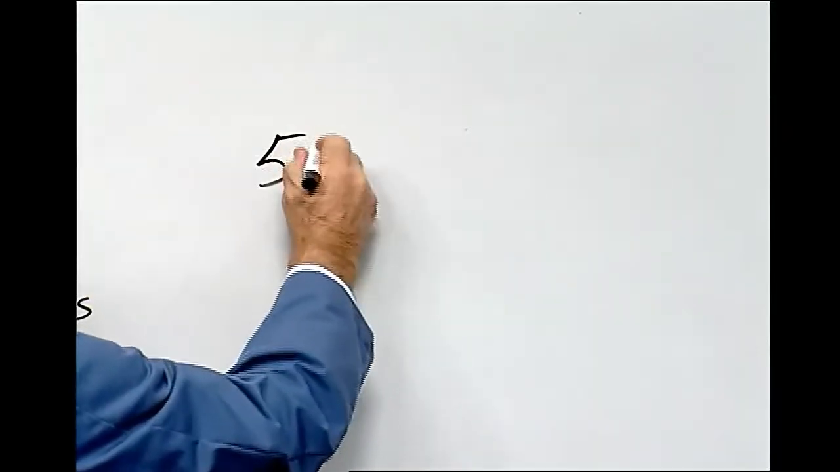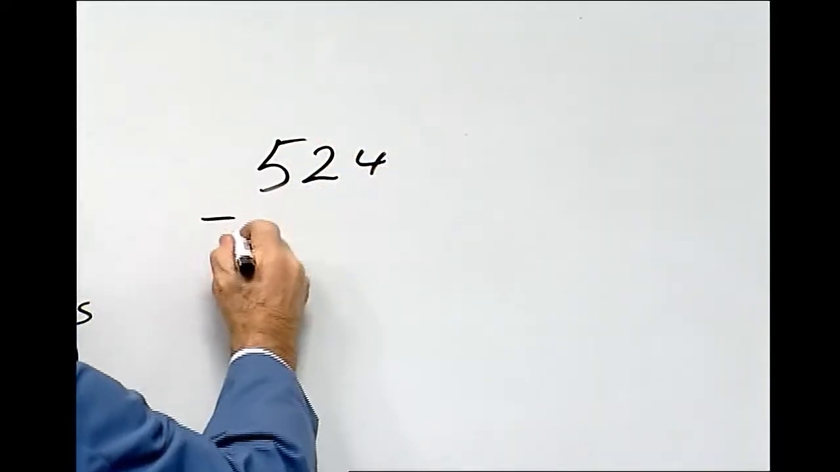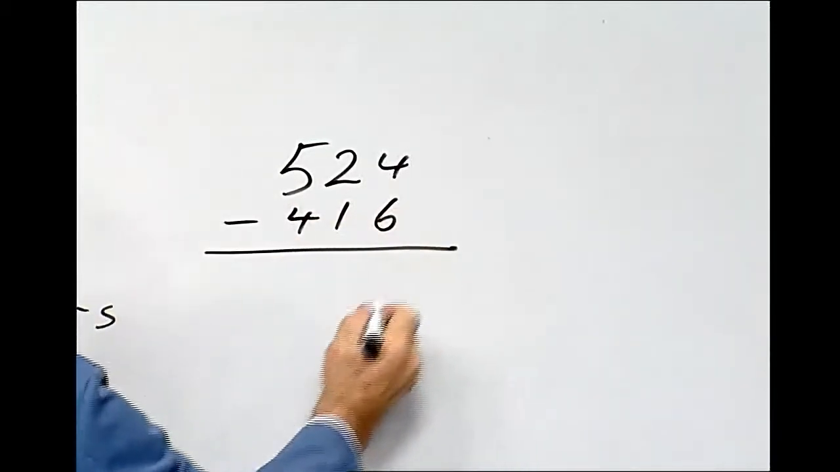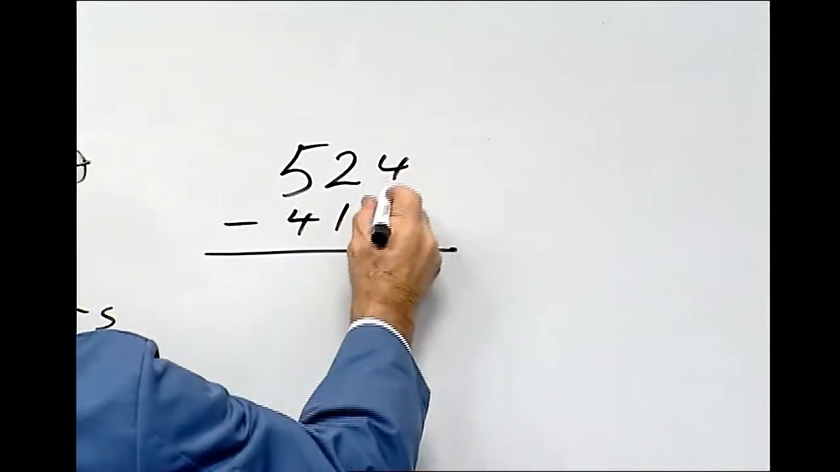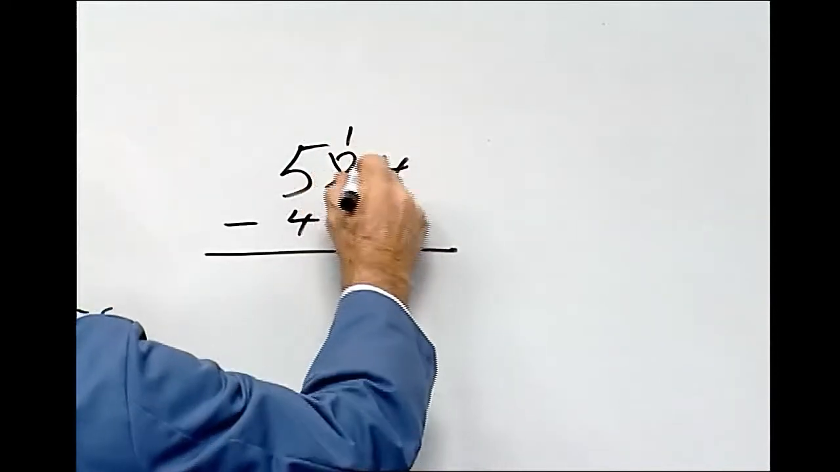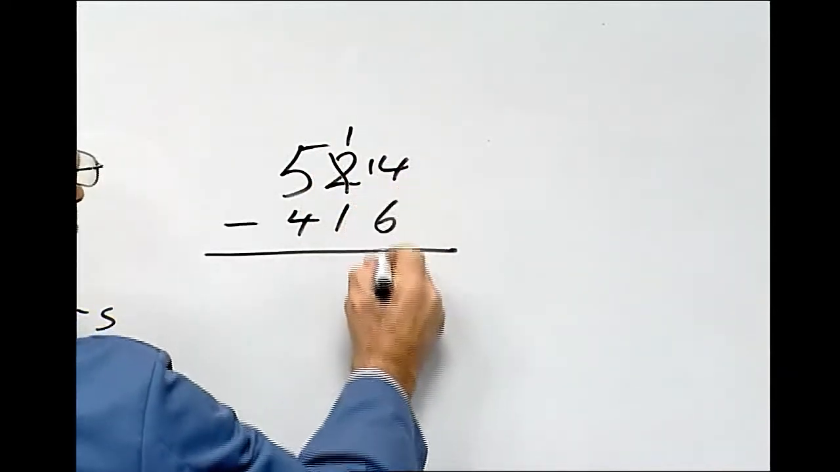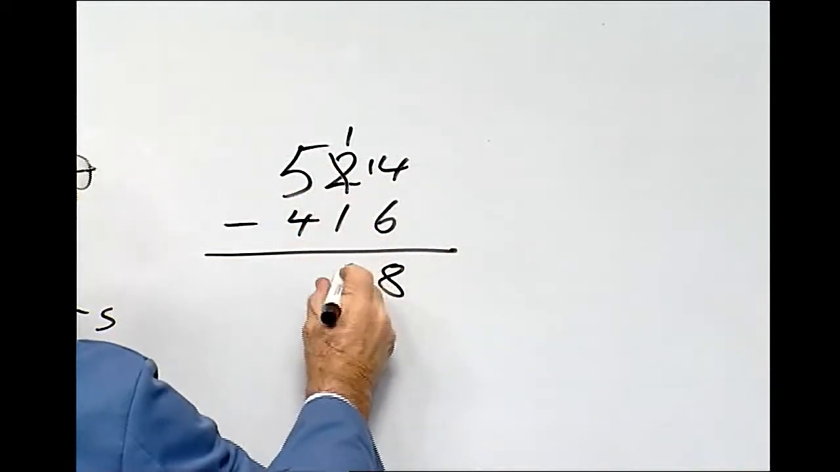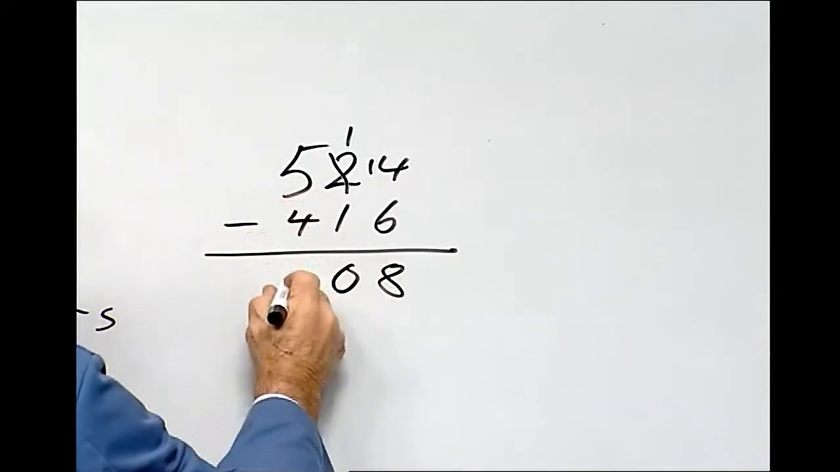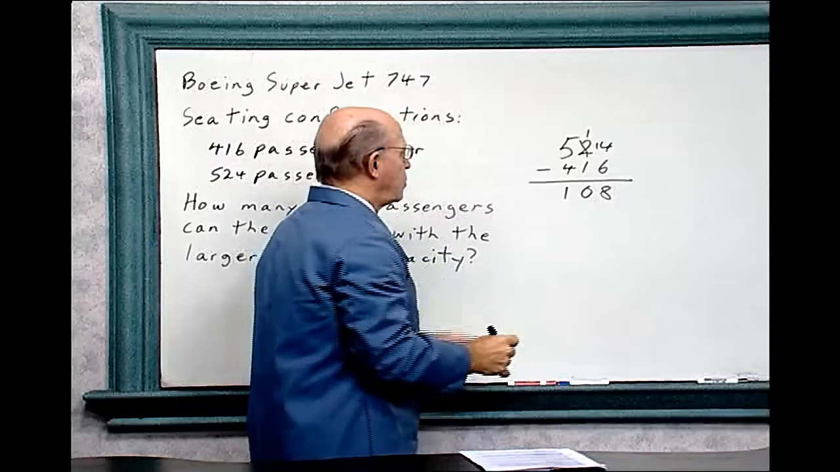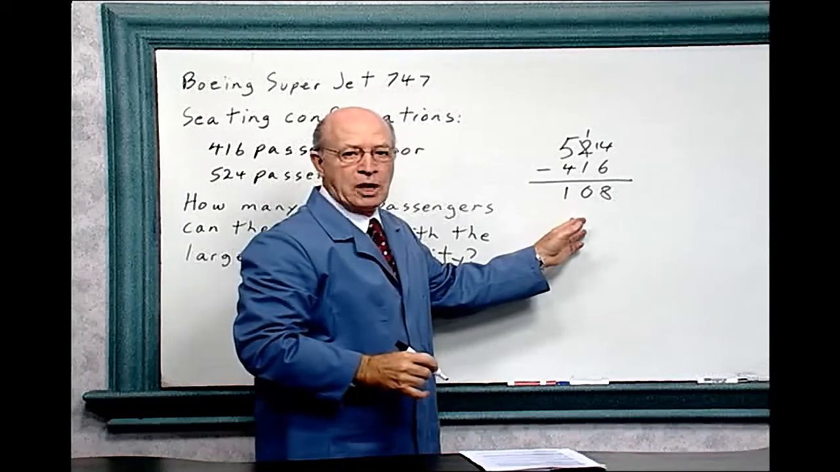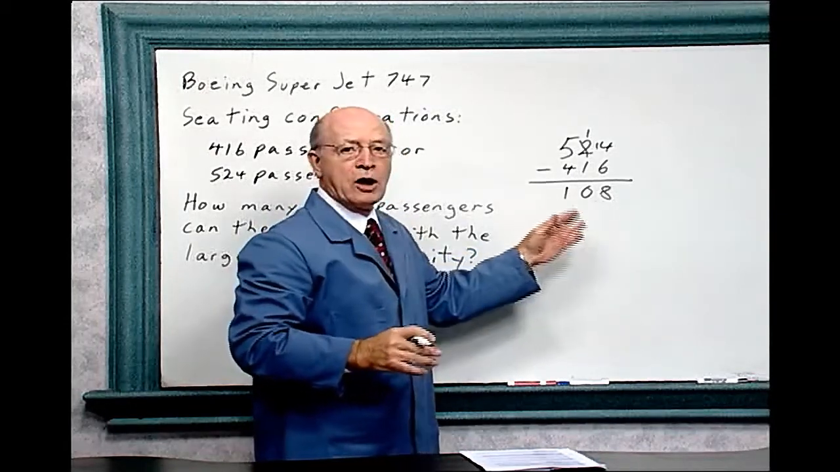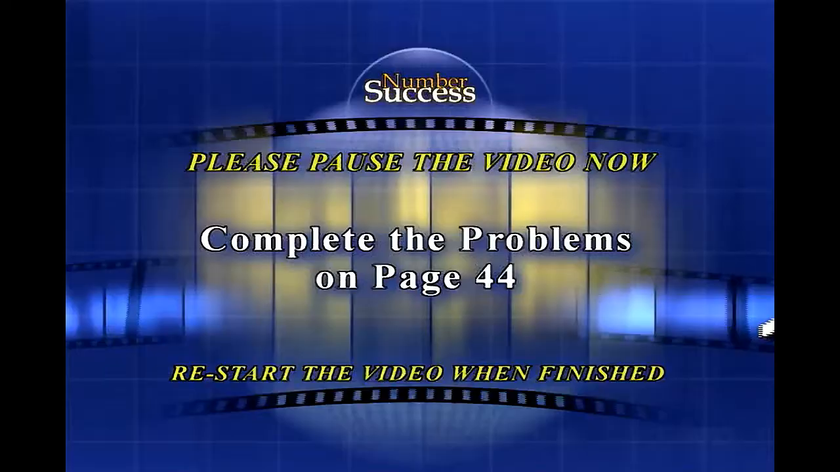So 524 minus 416. Now we cannot take 6 from 4, so we borrow from the 2, make that a 1. 6 from 14 equals 8. 1 minus 1 equals 0. 4 from 5 equals 1. So the same jet, but with different seating arrangements, the larger capacity, they can hold 108 more passengers.